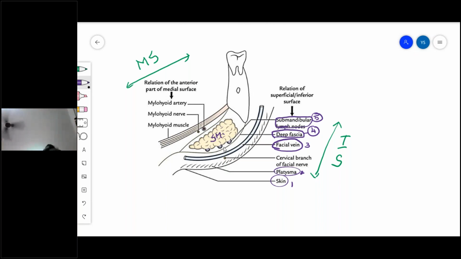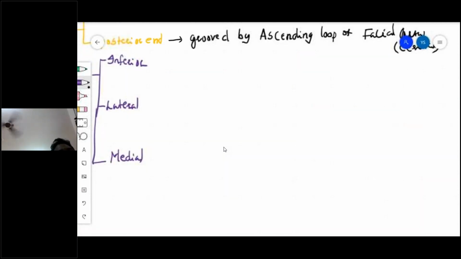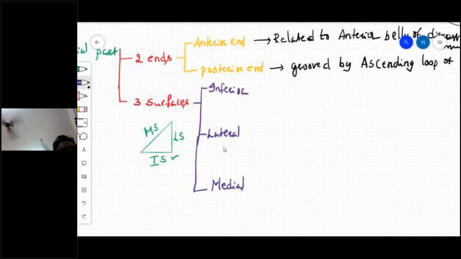So let me tell what are the relations of inferior surface. Number one, skin. Number two, platysma. You see the blue color surface. Number three, facial vein. Number four, deep fascia, investing layer of deep cervical fascia. Number five, submandibular lymph nodes. So these are the relations of inferior surface.